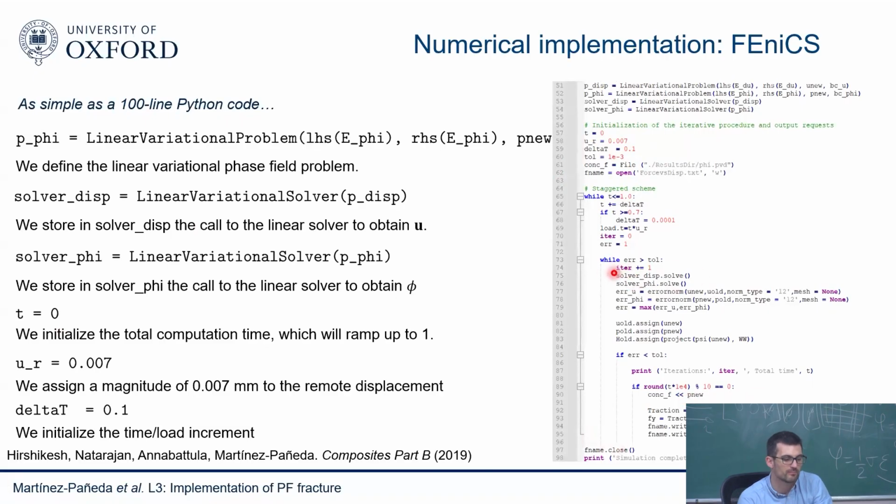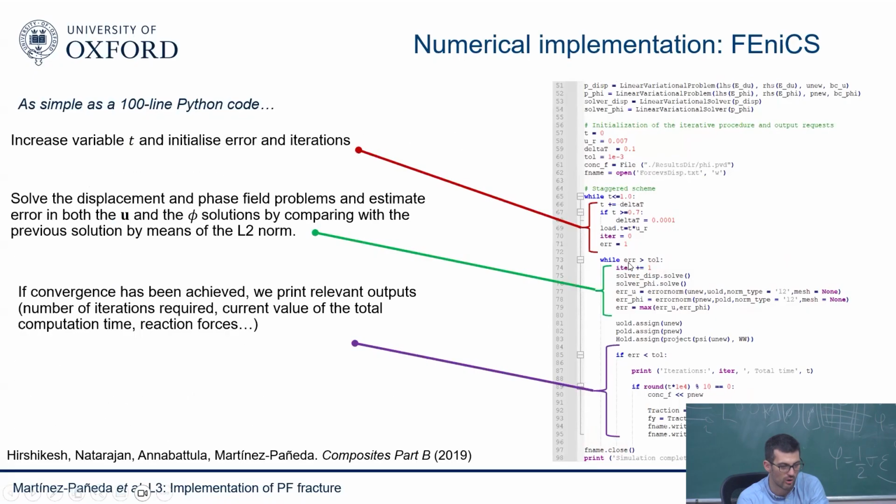Solve the displacement problem. Solve the phase field problem, so it's a staggered scheme. I solve first one, then the other. Compute the error using the L2 error norm of the displacement problem. Compute the error of the phase field problem using the L2 norm, so I compare the previous and the new solution. Compute the maximum error. Compare my error to my tolerance. If it's smaller, it's done. If it's larger, please run another iteration. And then I also compute the reaction forces and so on. So I think what I want to say is that, of course, it's much messier than the Abaqus one.